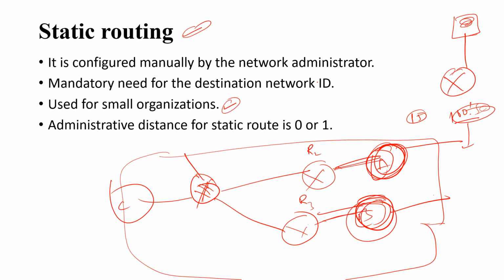Some AD value concept is there. I'll tell you what the AD value is. For now, keep in mind that for a static route, the AD value is 0 or 1. I'll tell you about administrative distance later on. For now, what I want you to understand is what a static route is. A static route is configured by the network administrator manually. To configure static routes, we need to be aware of all the destination subnets connected to the router, and it is used for small organizations only.